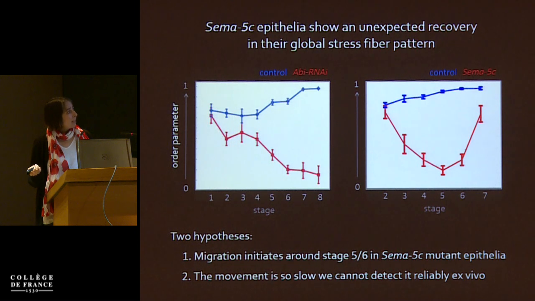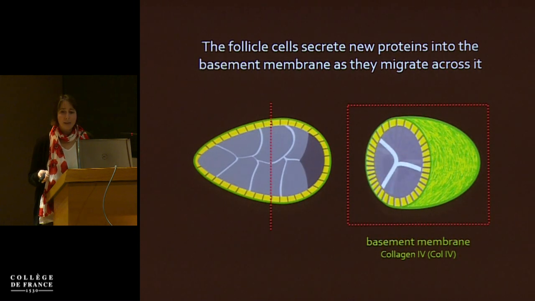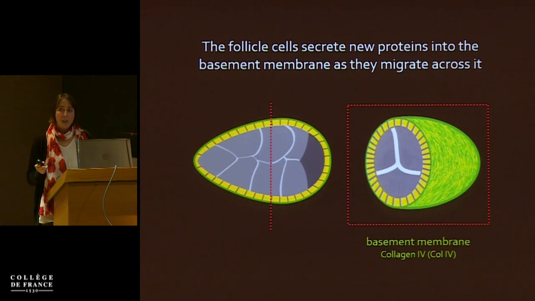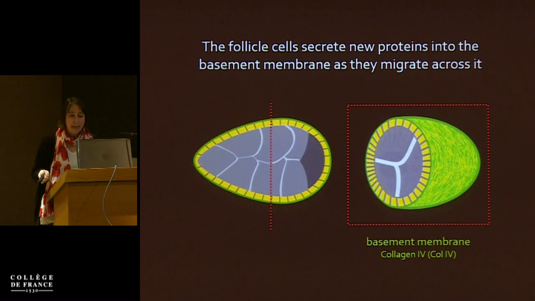And so to test this idea, Claire had to come up with a clever way to look at this system in a different way. And she took advantage of a property in which these cells are actively secreting matrix proteins as they're migrating across the basement membrane.